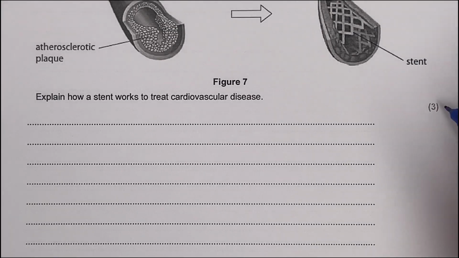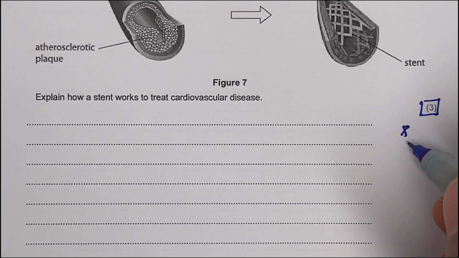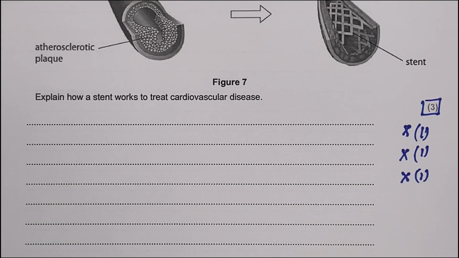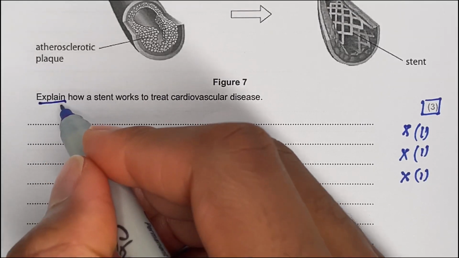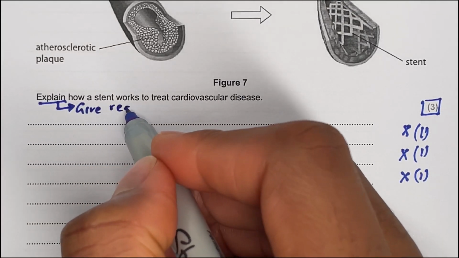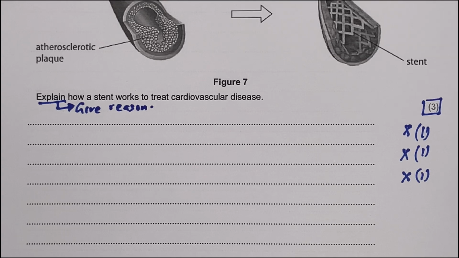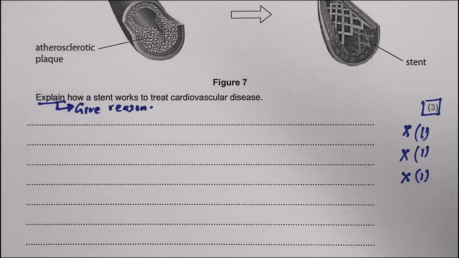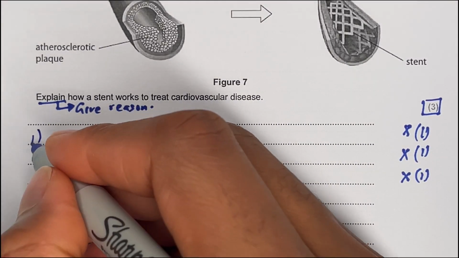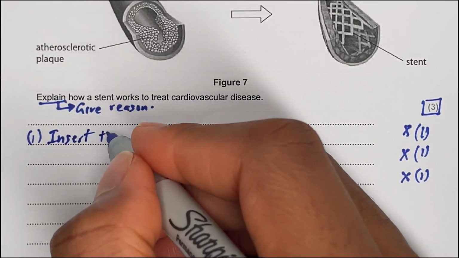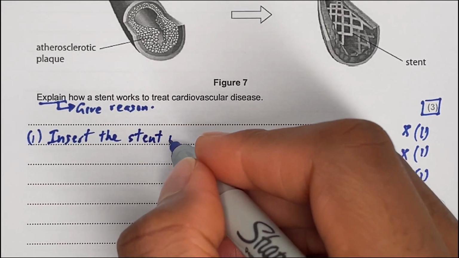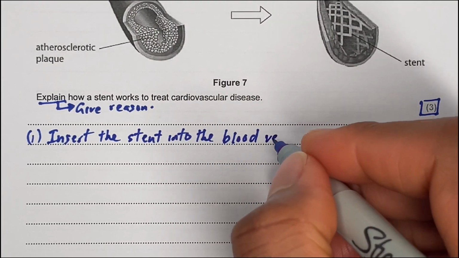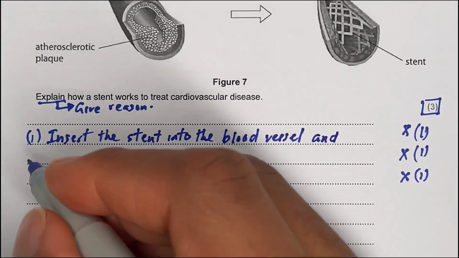Step 1, this question is what, 3 marks? So I need to make 1 point and then give reasons. That will get me 1 mark each. Step 2, what is the command word in this question? Command word here is explain, which means give reason. Give reason for the point that I am making. Now, from the image, I can see how the stent is applied. How does it work? We have to insert the stent into the blood vessel. I can say artery because we're talking about artery here. Blood vessel, and expand it.